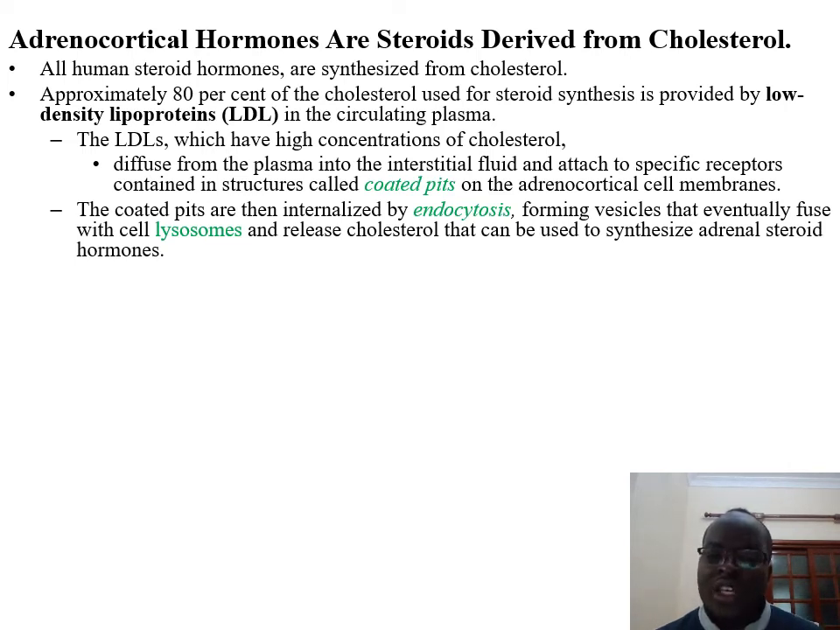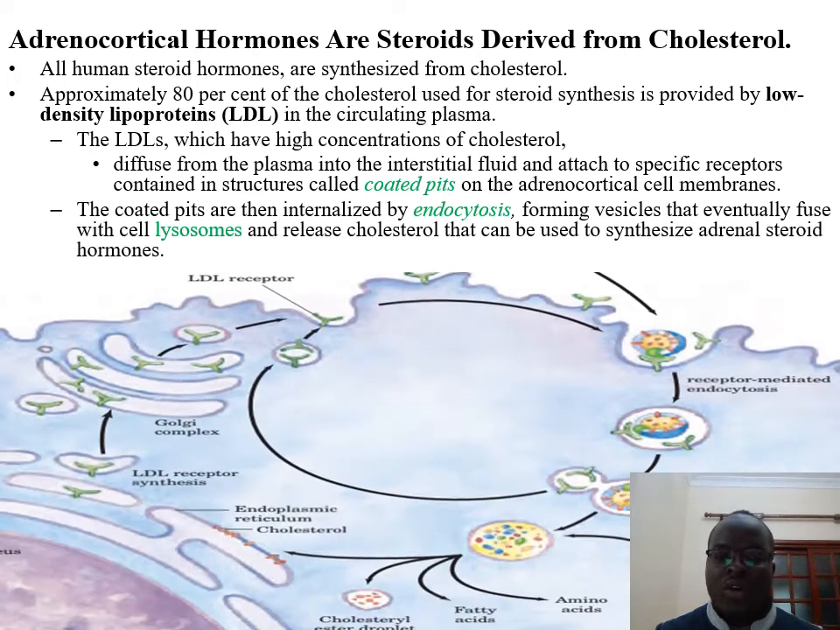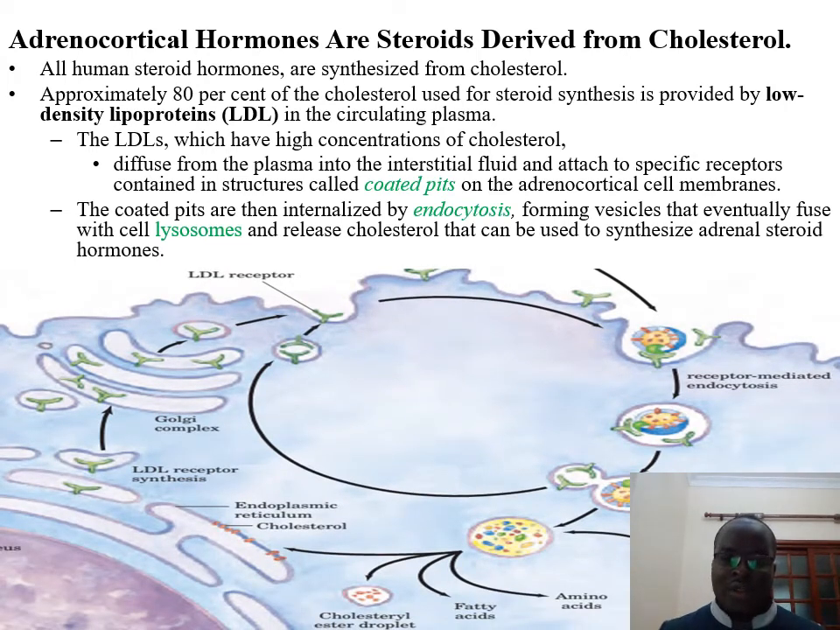The cholesterol contained within the low-density lipoprotein will be broken down by the enzymes found in the lysosomes. So the lysosomes will split, or release, the cholesterol from low-density lipoprotein, and this cholesterol will now be worked on by different enzymes to convert it into adrenocortical hormones. This is what I'm talking about.